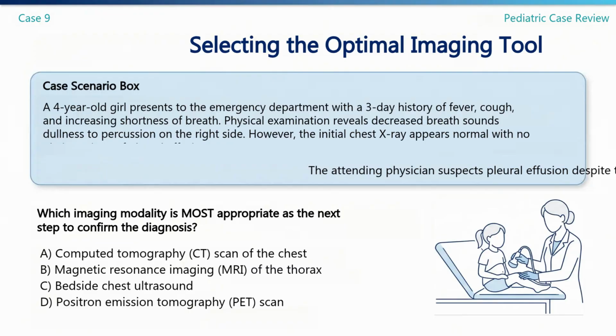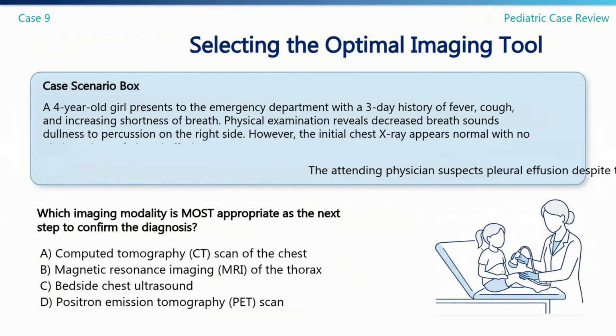Case 9. A 4-year-old girl presents to the emergency department with a 3-day history of fever, cough, and increasing shortness of breath. Physical examination reveals decreased breath sounds and dullness to percussion on the right side. However, the initial chest X-ray appears normal with no obvious signs of pleural effusion. The attending physician suspects pleural effusion despite the normal radiograph. Which imaging modality is most appropriate as the next step to confirm the diagnosis?